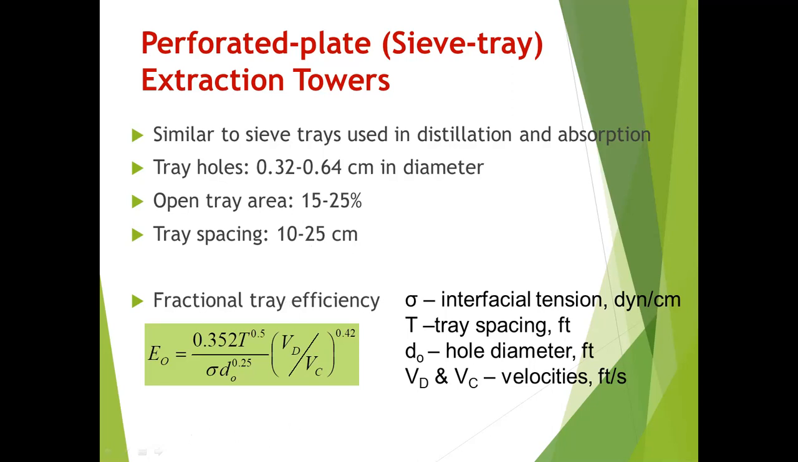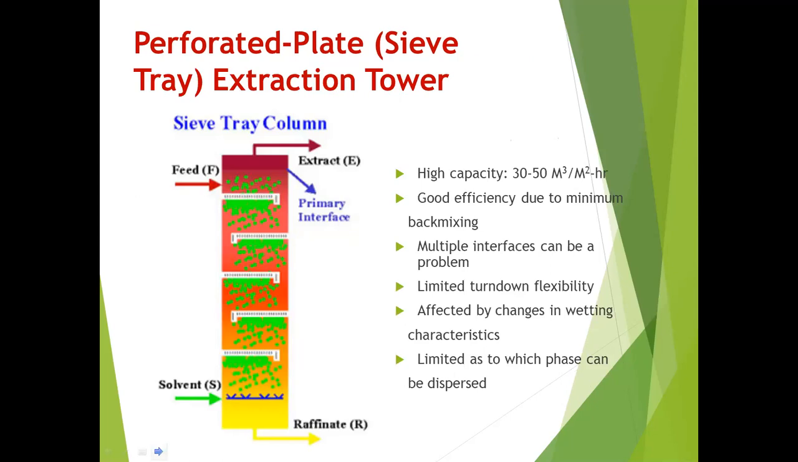Okay, now we proceed. For perforated plate towers, the maximum capacity is 30 to 50 cubic meter per meter squared per hour. It has good efficiency due to minimum back mixing, and multiple interfaces can be a problem to consider here. It has limited turndown flexibility, meaning you cannot adjust the ratio of the output to the input, that is the ratio of the product withdrawn to the feed that is being processed.